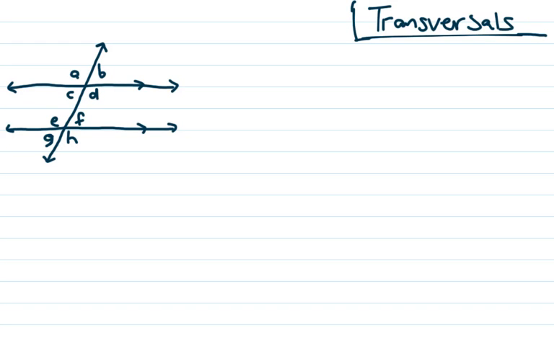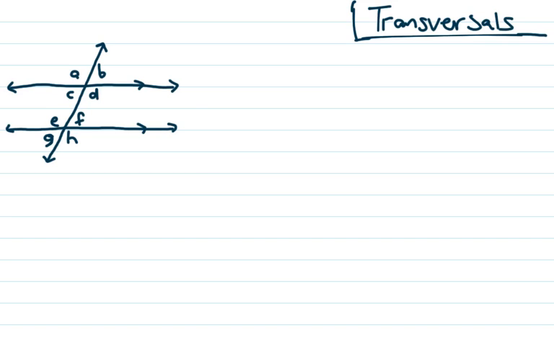Alright guys, today we're going to look at this idea of transversals. There's a couple different aspects of this we're going to look at. First off, we have to understand what a transversal is. A transversal is a line that intersects a pair of parallel lines.